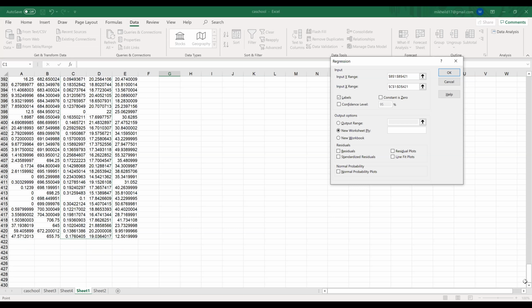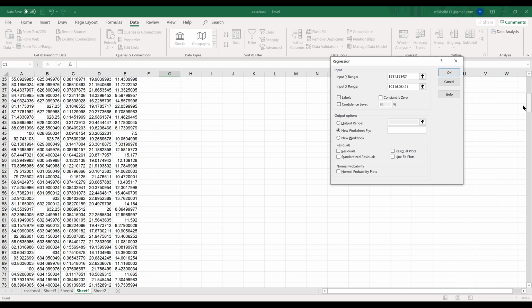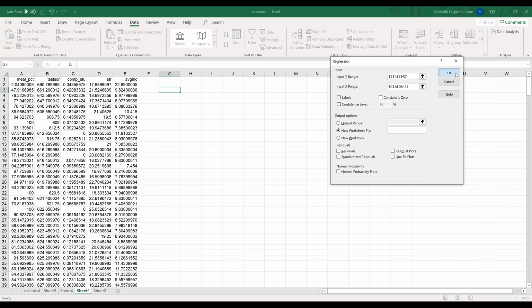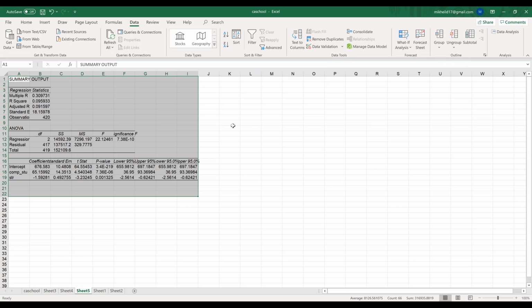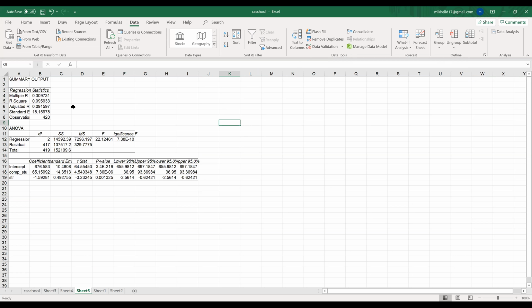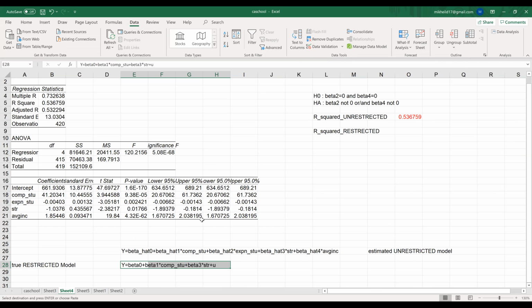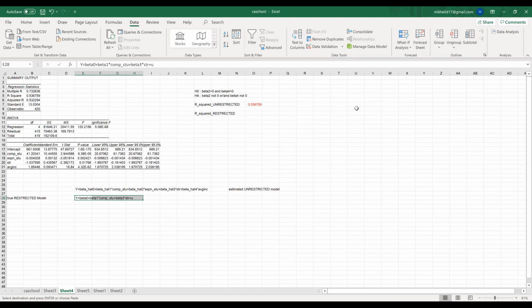And then you just click OK. And that's the results, okay? Do you have these results? Yes. Good. Let me copy this. Please copy all of that and put it in this worksheet, like the one that we had from before.